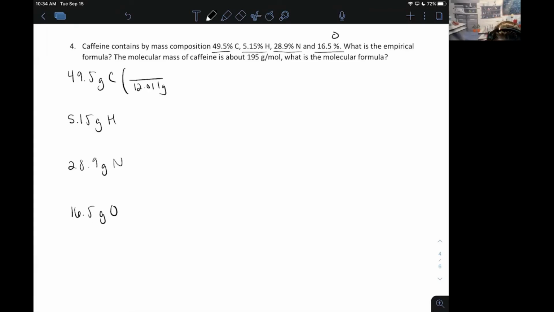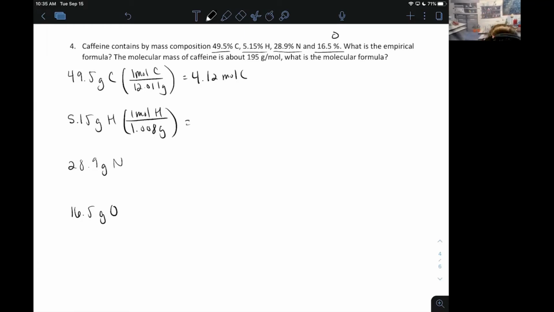So you guys know what I'm doing already. We've done this like 3 times already. I'm just converting from grams of each into moles of each. So I get 4.12 moles of carbon. When I take my hydrogen, go from grams into moles, I take my 5.15 divided by 1.008.